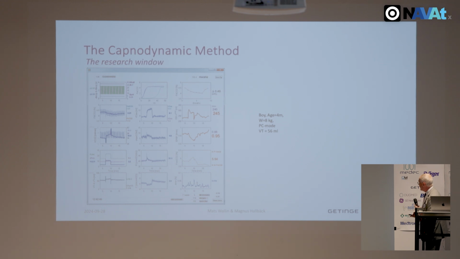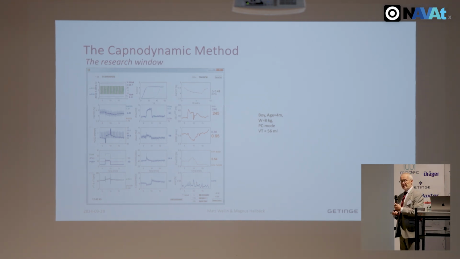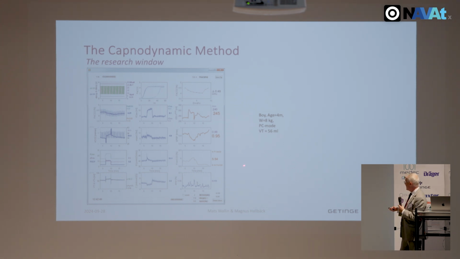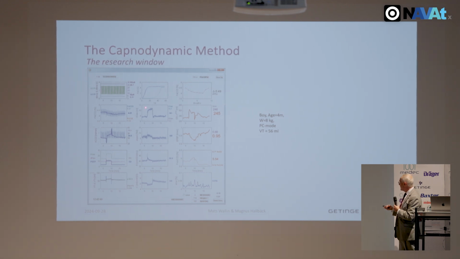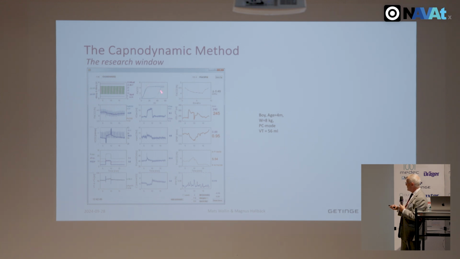This is a slide of the research window. It's not aimed to be something we should have in a commercial product. It gives you lots of physiological information. I begin with a volumetric capnogram, which, when it has a very flat profile, means that the lung is well recruited. This slope is related to how homogeneous the lung is.